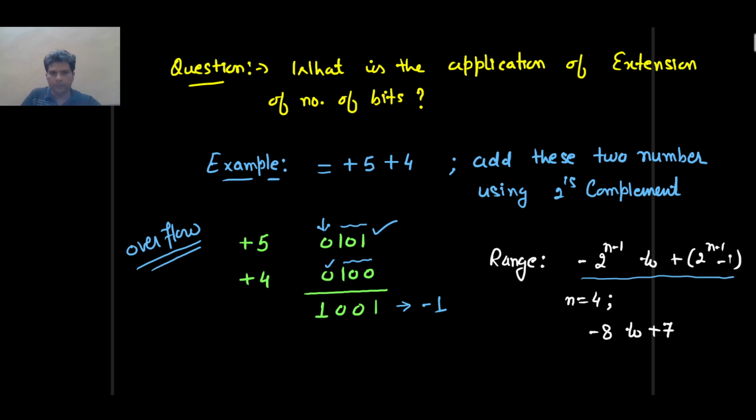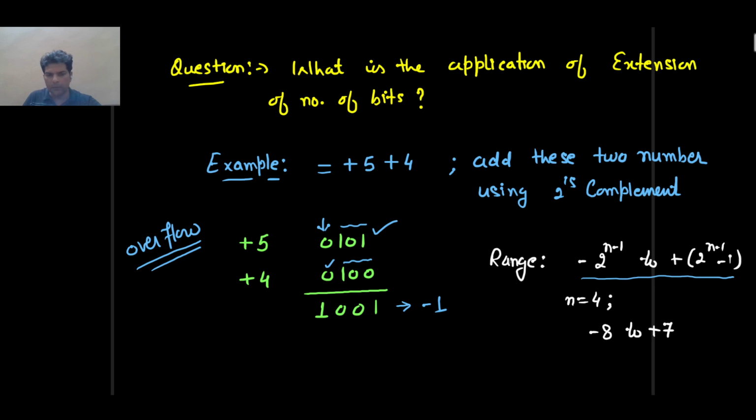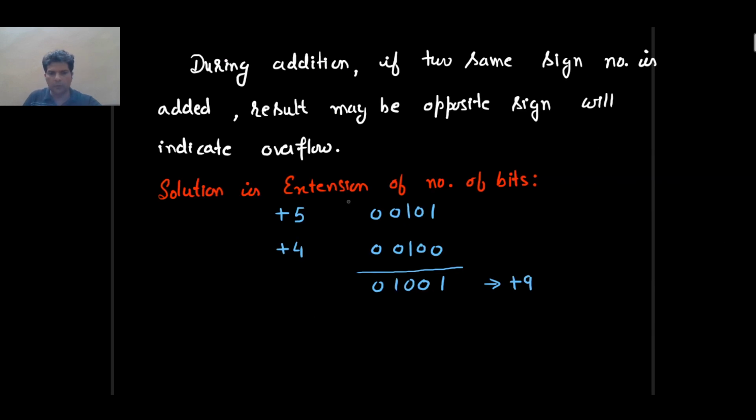Clear? So the point is, here we cannot represent plus 9 in 4 bits. So what is the solution? The solution is extension of a number of bits. So here I have written: during addition, if two numbers of the same sign are added, the result may have the opposite sign. That will indicate the overflow condition.